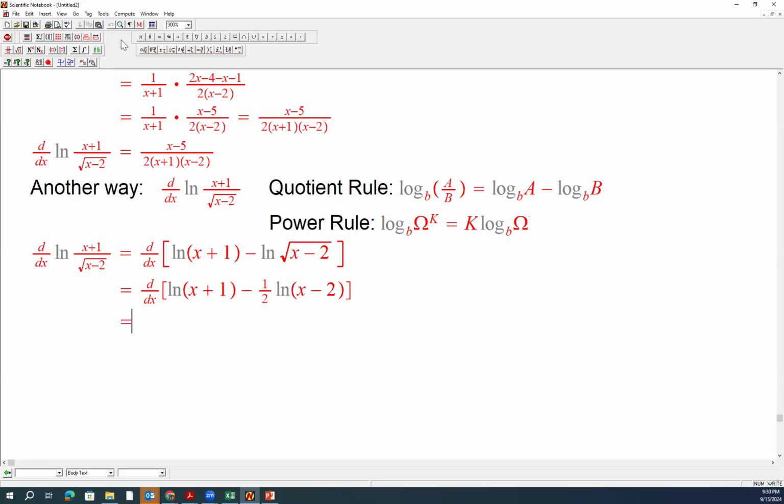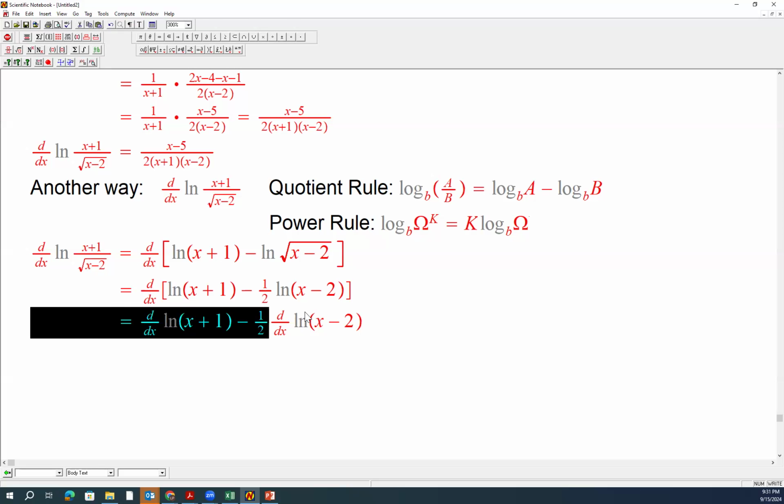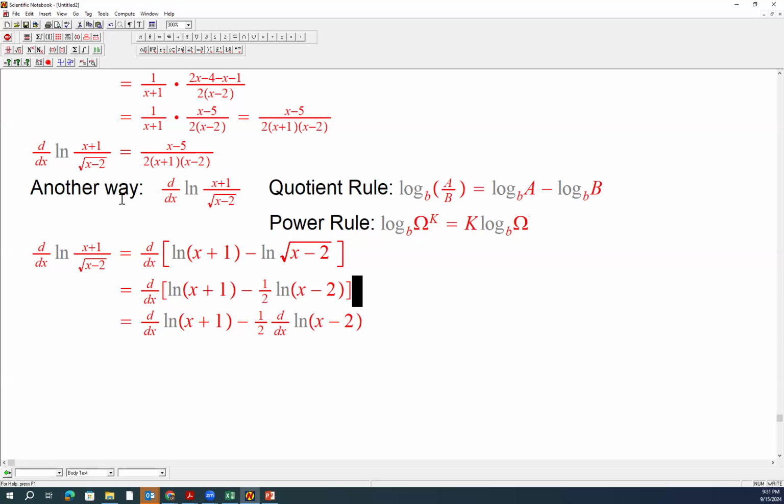Of course, we still have to apply the chain rule, but we're going to differentiate separately. The constants can be left outside. We're differentiating like this. You can see it's much simpler, right? You probably even prefer that.